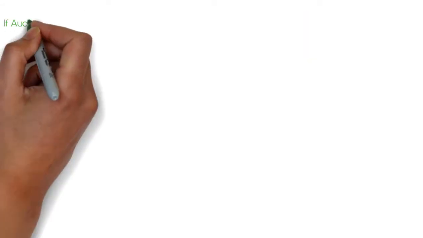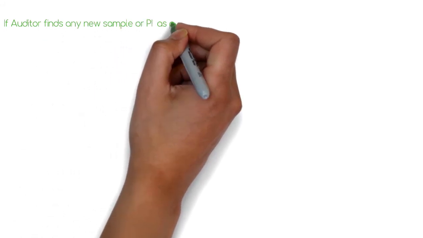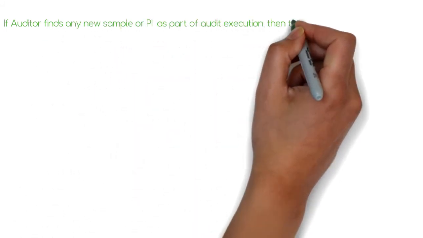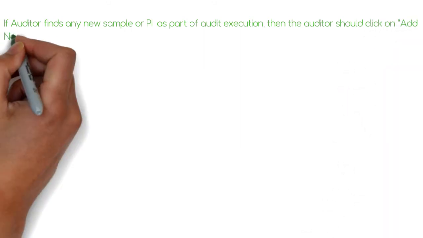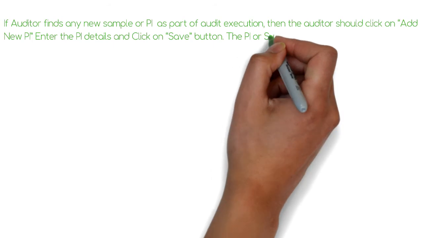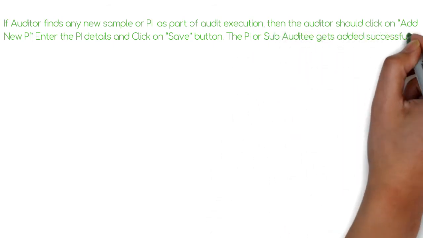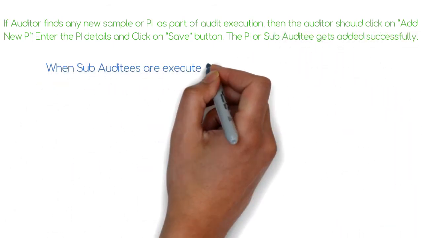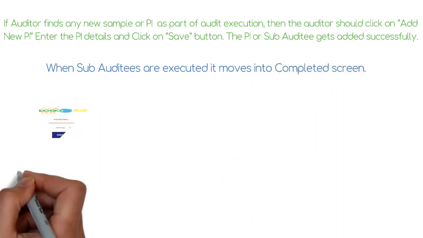If the auditor finds any new sample or PI as part of audit execution, then the auditor should click on Add New PI, enter the PI details, and click on the Save button. The PI or sub-auditee gets added successfully. When sub-auditees are executed, they move into a completed screen.